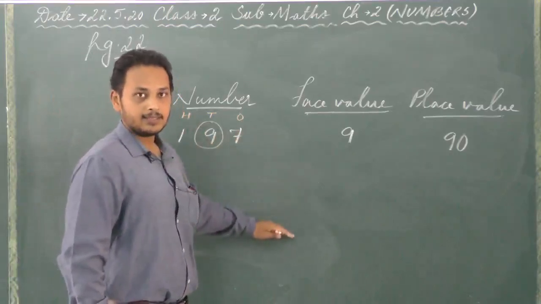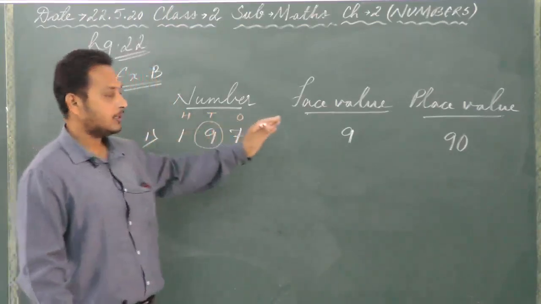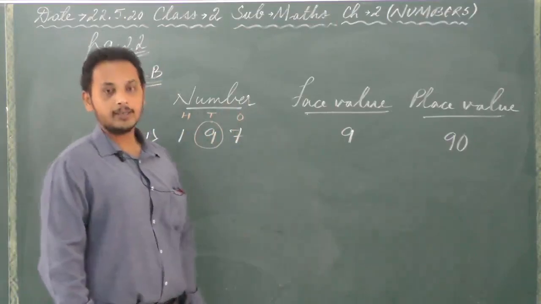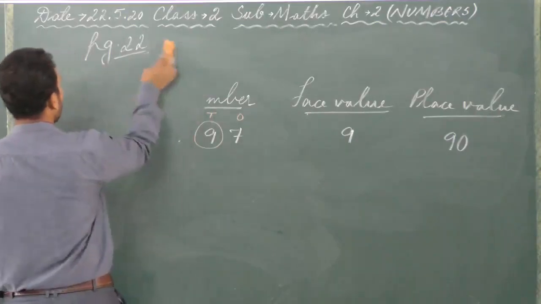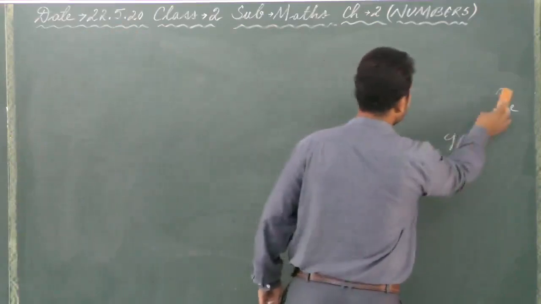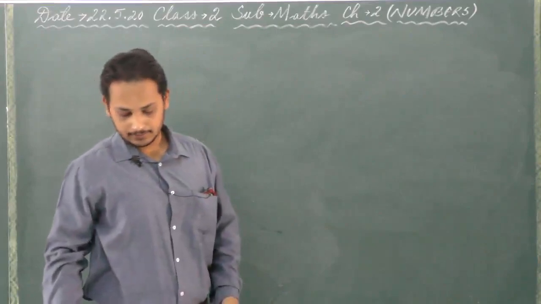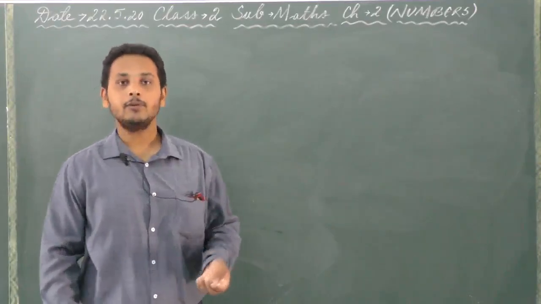So in the same way, the remaining numbers that are there, you will do it as your homework. I have done the first one with you so that you will understand it. So the next numbers, you will do it yourself. And on page number 23, once again, there is an exercise given based on same face value and place value. That also you will do for your homework.